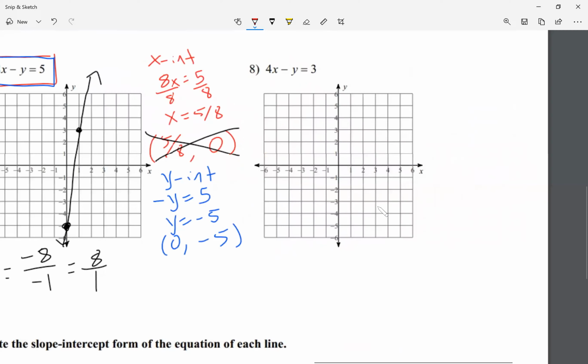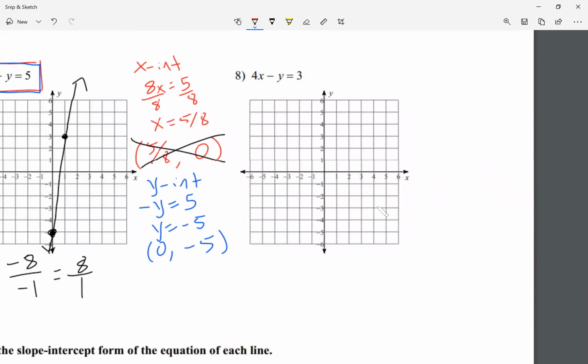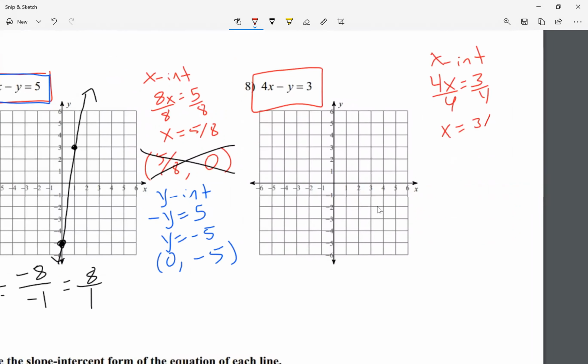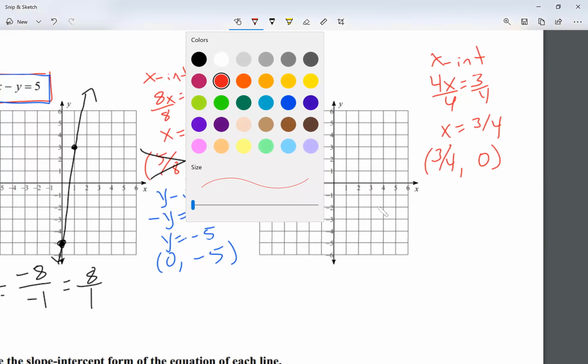All right, let me figure out the x-intercept on number 8. My x-intercept. So I'm going to copy my equation without the y term. I'm solving for x. So I have 4x is equal to 3. If I divide both sides by 4, I get that x is equal to 3/4. So that gives me the point 3/4, 0. Not so nice.